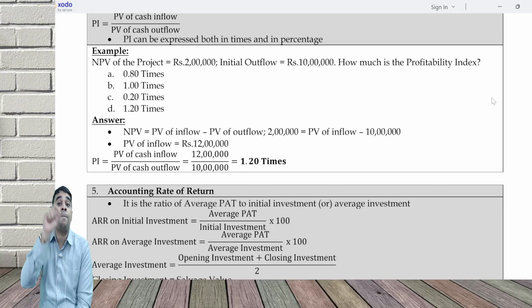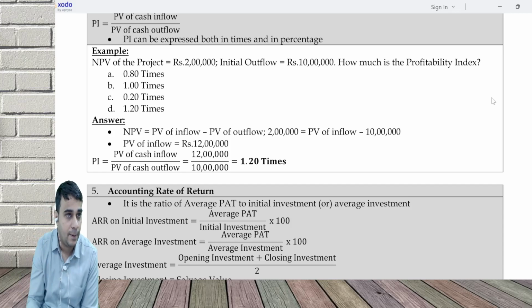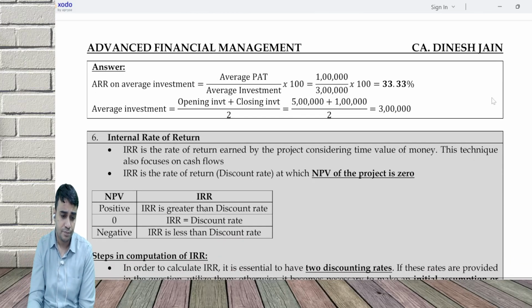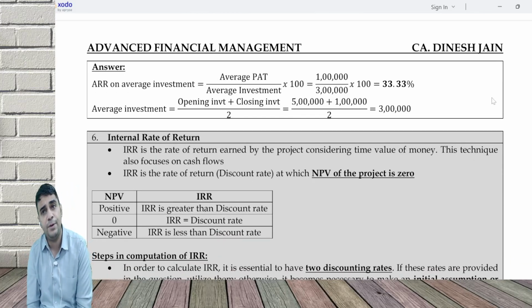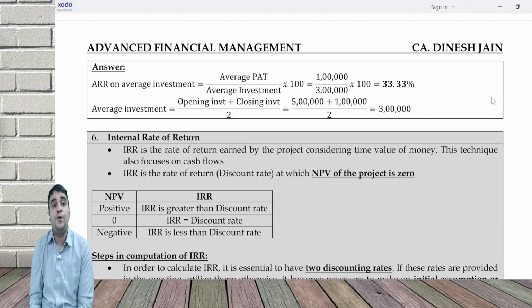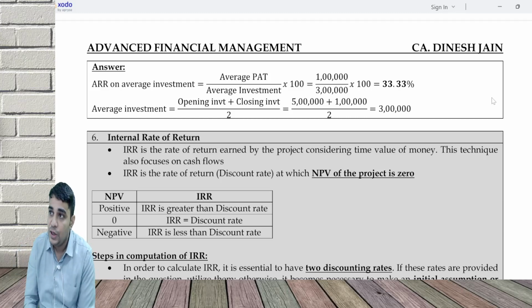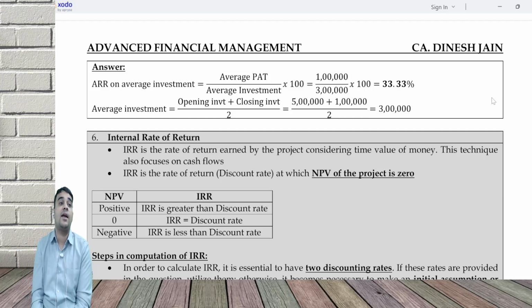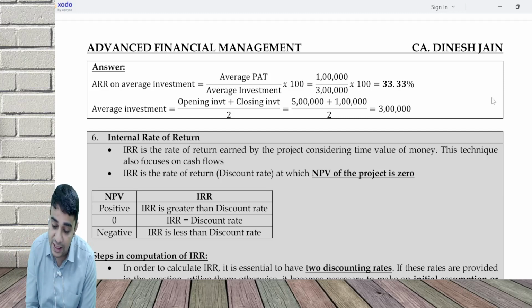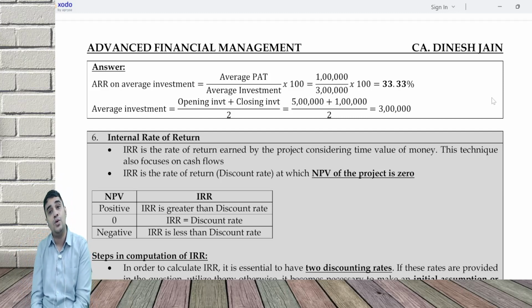Average is initial plus salvage value divided by 2. IRR is the rate of return at which NPV of the project is 0. If you are generating positive NPV, IRR is greater than discount rate. If you are generating negative, IRR is less than discount rate. And if you are generating 0, IRR is equal to discount rate.